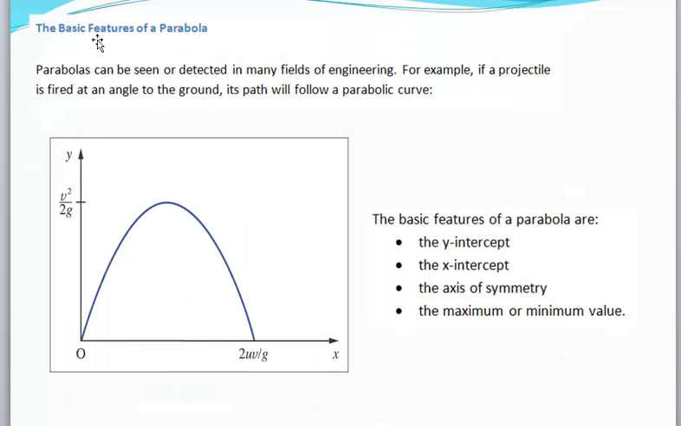So next we look at our basic features of a parabola here. Parabolas can be seen and detected in many fields of engineering. So we have an example here. If a projectile is fired at an angle to the ground, its path will follow a parabolic curve here. The basic features of our parabola are the y-intercept, where we cut through the y-axis, our x-intercept, our axis of symmetry, which is the axis about which our curve is symmetrical, and our maximum or minimum value. Here we have a maximum here.